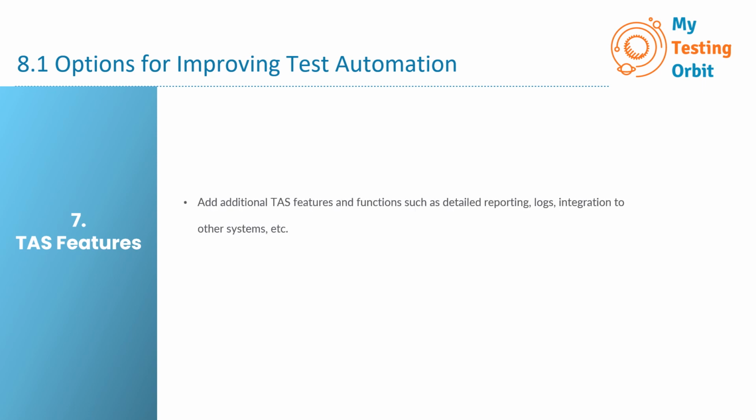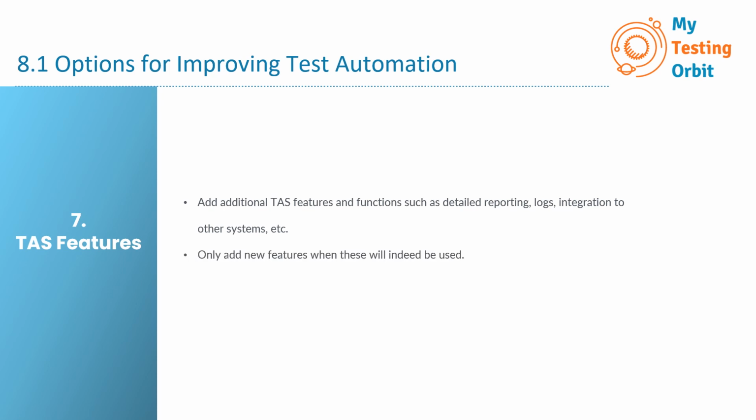Moving on to number 7, TAS features. When you are improving your TAS, you should be thinking about adding abilities like creating detailed reports about tests, keeping a record of actions taken, which are logs, and connecting with other tools or systems to work together better.